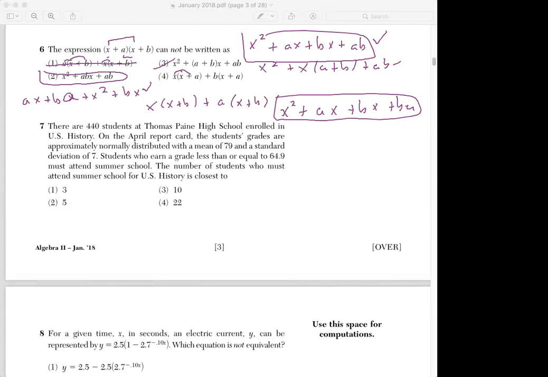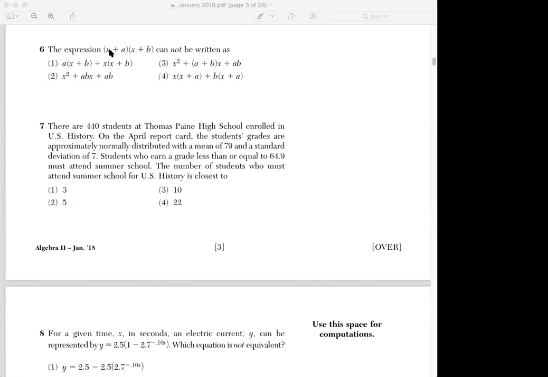What I did in that is I just expanded all of these. I expanded this. I multiplied the a and the x. I distributed here. If you multiply the x times here, if you just expand all of these things, you'll see that this is the only one that doesn't make sense.